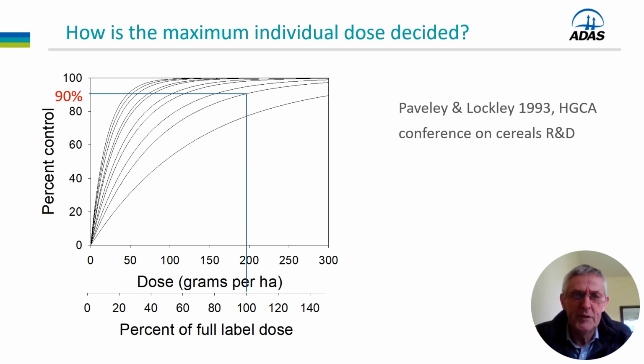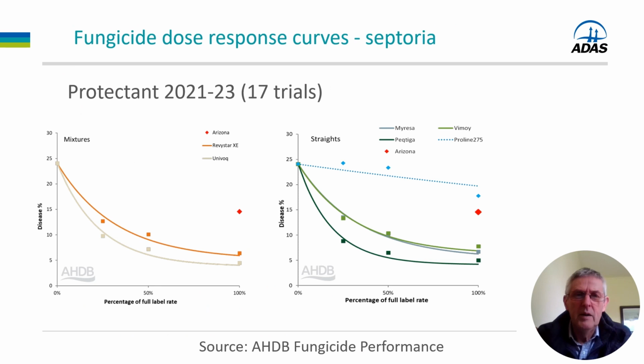And that led to a series of projects with the Homegrown Cereals Authority that then became part of the AHDB, which was originally called Appropriate Fungicide Doses and became what was known as fungicide performance. And I've got an example of data from the fungicide performance trials here, and those trials have continued every year for the past 30 years. So this is recent data.